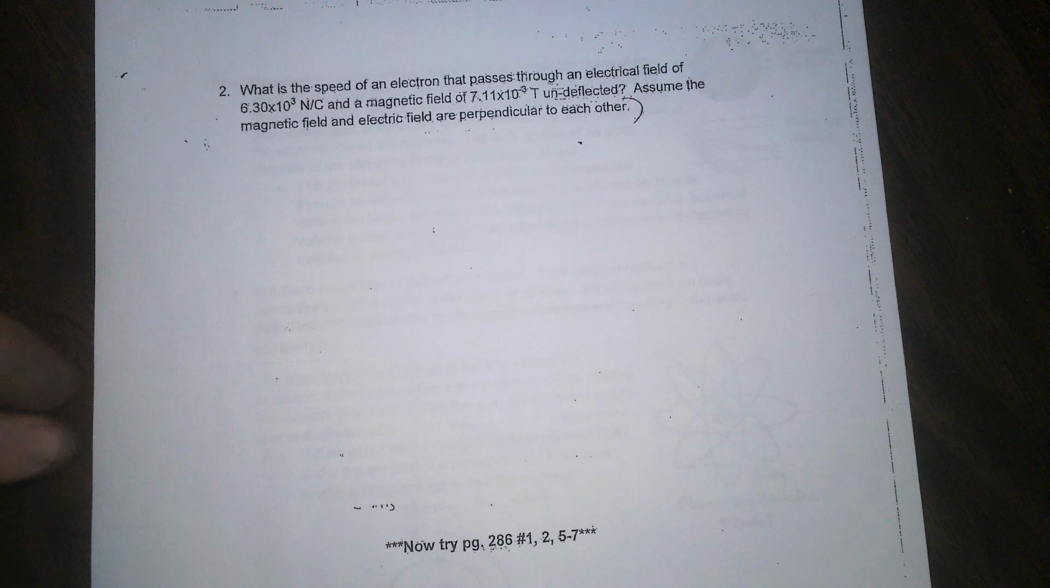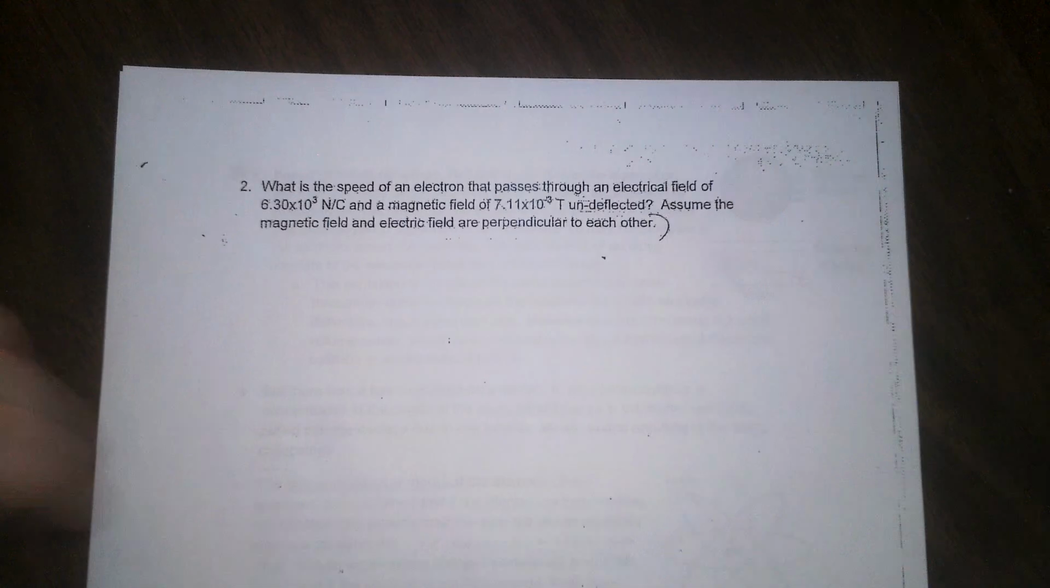Second question says, what is the speed of an electron that passes through an electric field of 6.3 times 10 to the 3 newtons per coulomb and a magnetic field of 7.11 times 10 to the negative 3 teslas undeflected? Assume the magnetic field and electric field are perpendicular to each other.